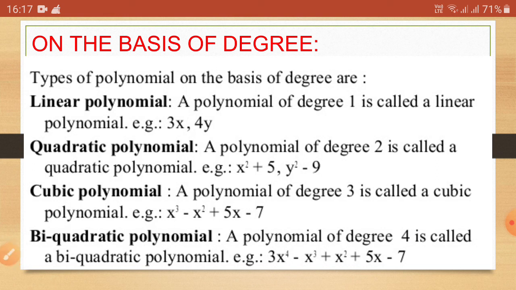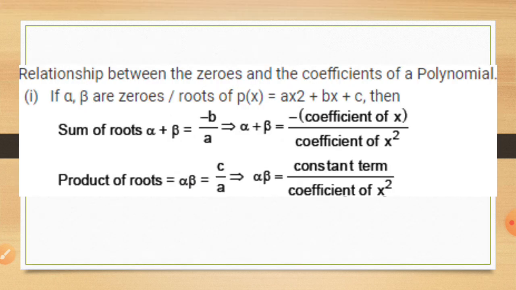So already we have learned about the types of polynomials on the basis of degree and on the basis of terms. Okay, I think it is clear to you. Okay, go to the next slide. Now in this lesson we will learn about the zeros. Here is the relation between zeros and coefficient of a polynomial. Basically we have to learn about the coefficient and zeros. So first look at the zeros.